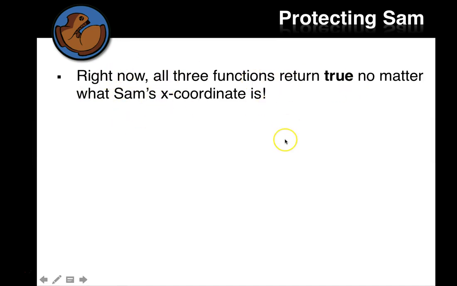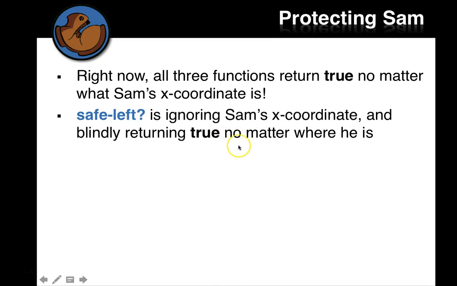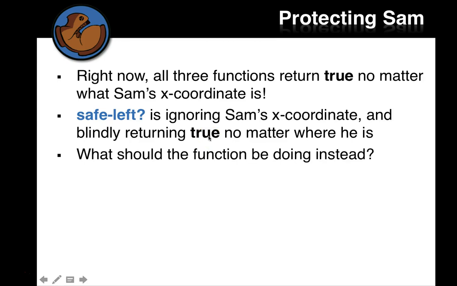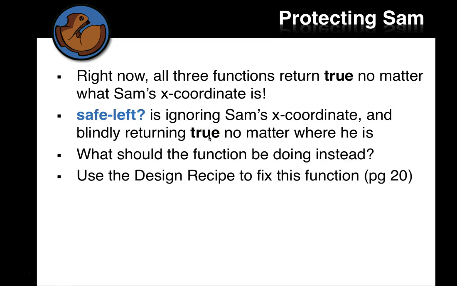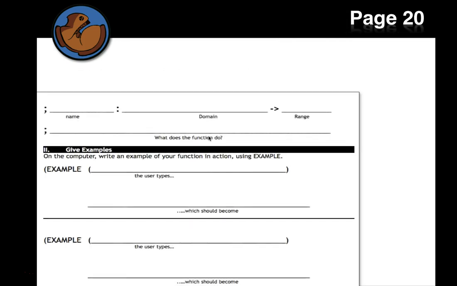Right now, all three functions return true. Safe left is ignoring Sam's x coordinate and blindly returning true no matter what it is. So what should it be doing? We'll use the design recipe to fix this. Turn to page 20 of your workbook, and we'll fill it in like this.